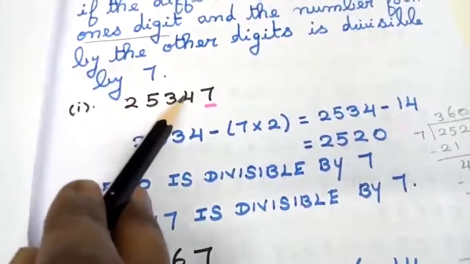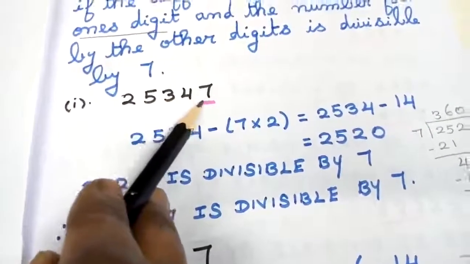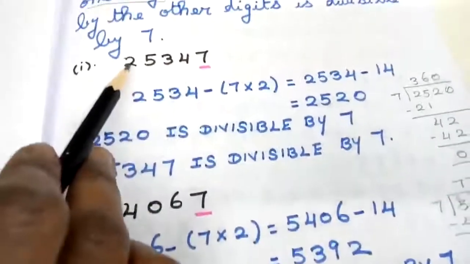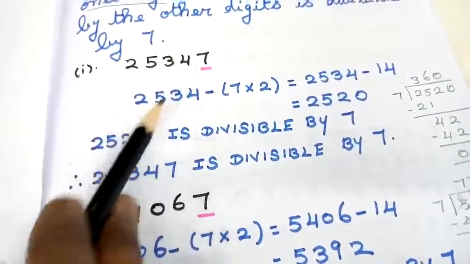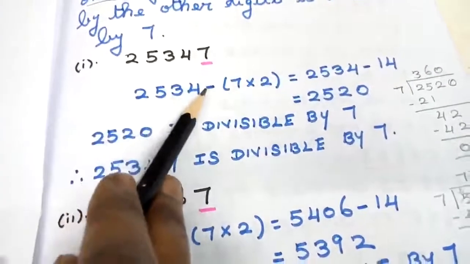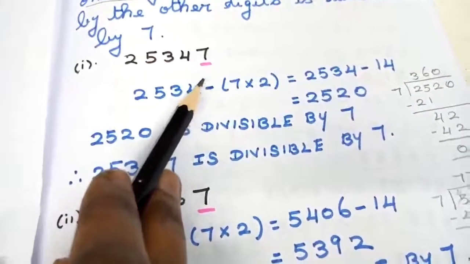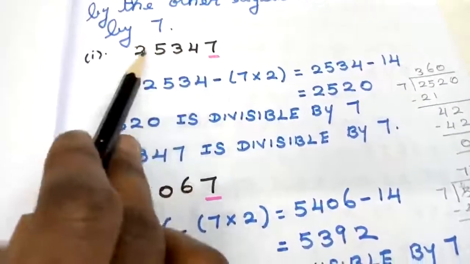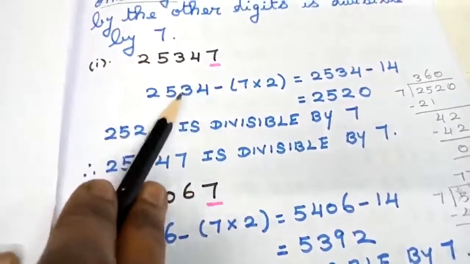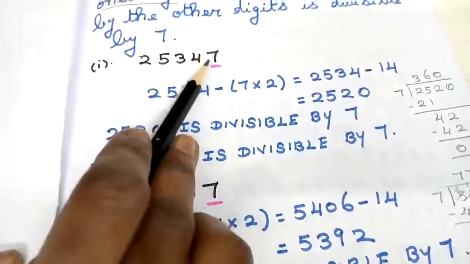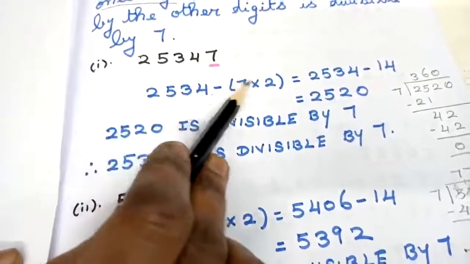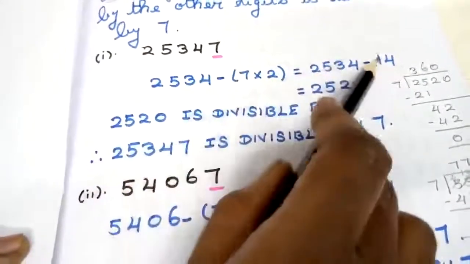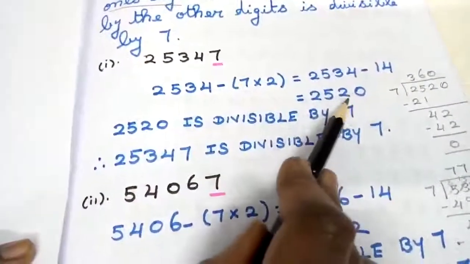25347. I am just underlining the ones digit for your understanding here, students. What I am going to do is, 2, 5, 3, 4, keep it as it is. They are asking you to find the difference between twice the ones digit and the remaining digits. 2, 5, 3, 4, keep it as it is. Put a minus sign. Ones digit, what is the value? 7 into 2. That is the concept they are telling you. 7 twos are 14. Subtract the value.